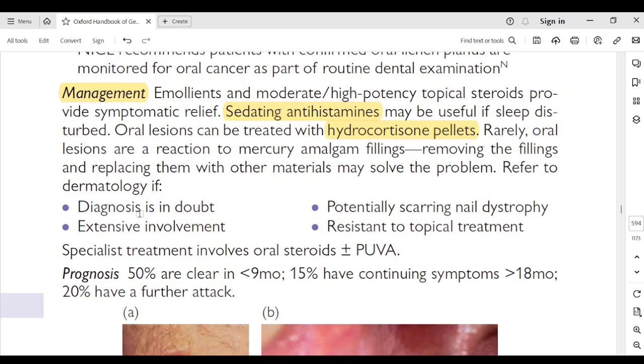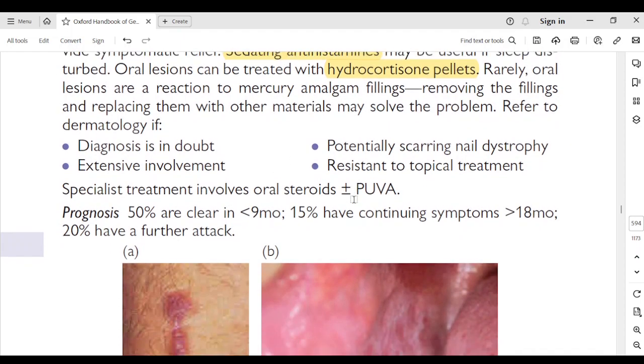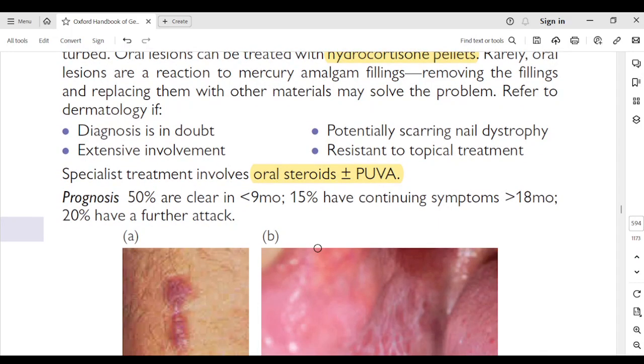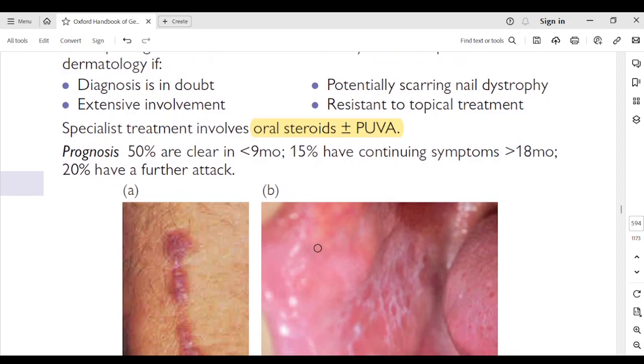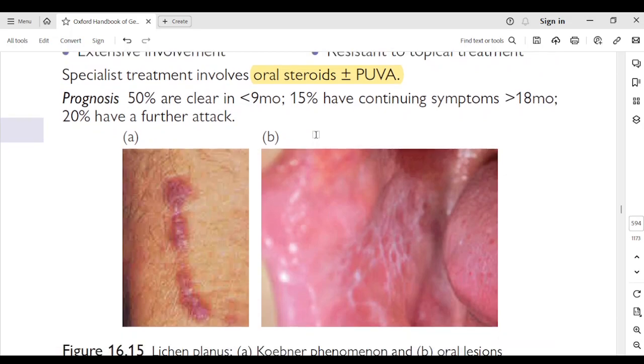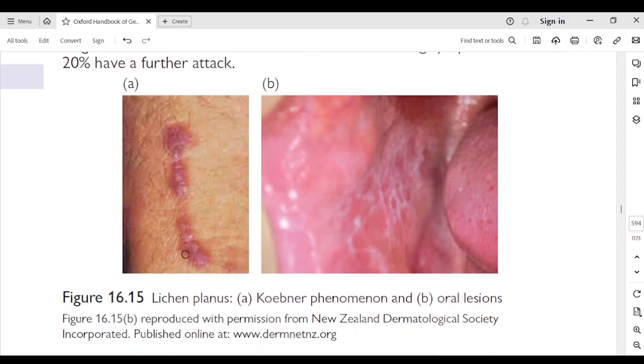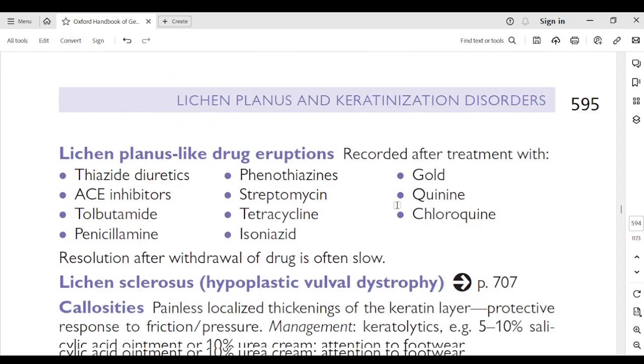Refer to dermatology if diagnosis is in doubt, extensive involvement, potentially scarring, nail dystrophy, or resistance to topical treatment. Specialist treatment involves oral steroids plus or minus PUVA. Prognosis: 50% are clear in less than 9 months and 15% have continuous symptoms for more than 18 months. 20% have a further attack. So this one is lichen planus, purple, and this is a scratch. This is Koebner's phenomenon. This is oral lichen planus which becomes dry.